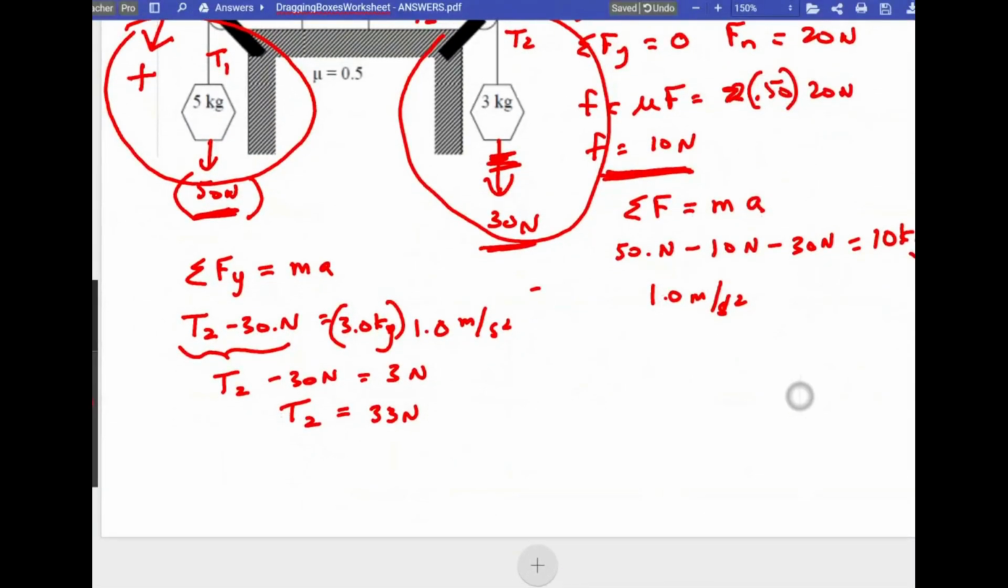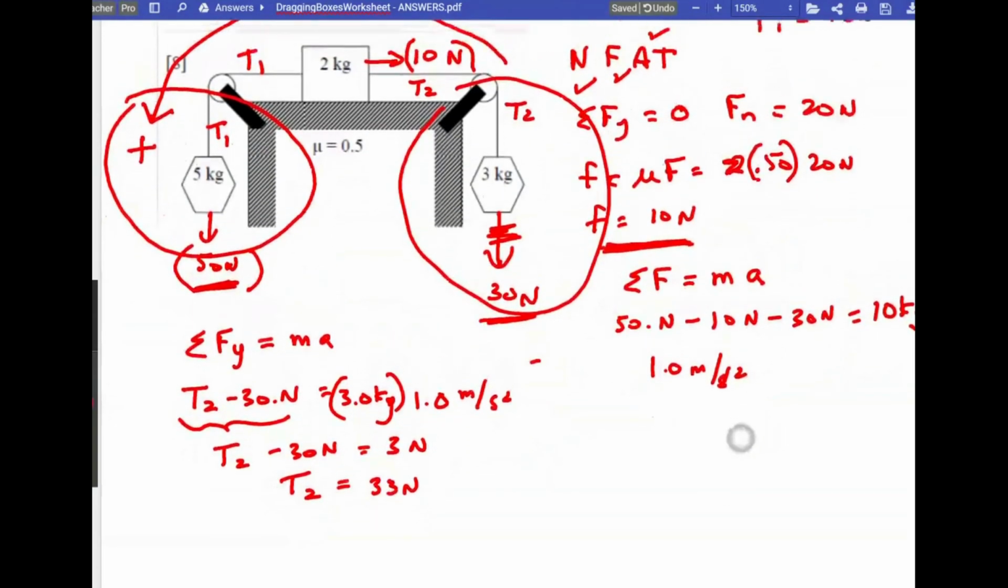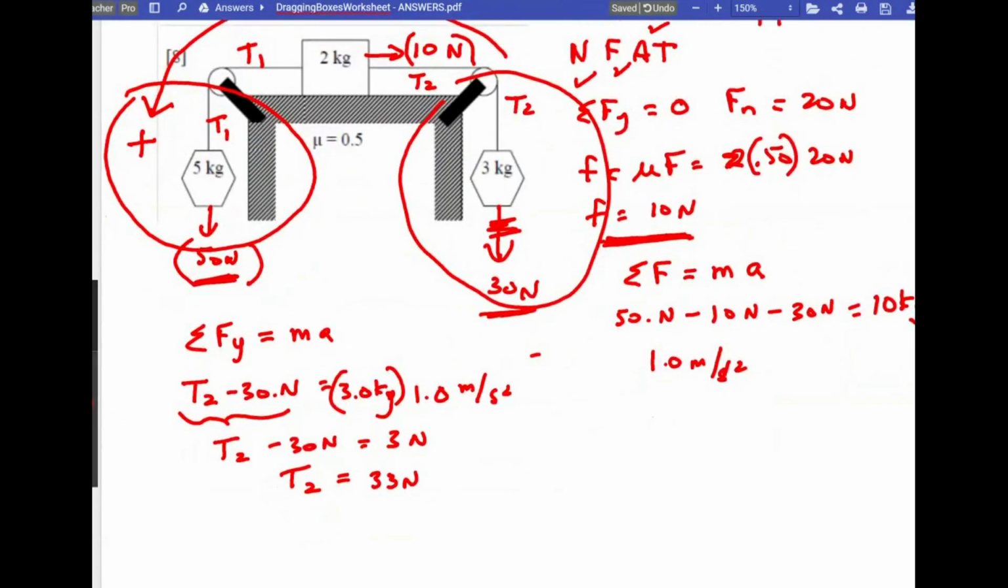And I think I erased everything. Yeah. T2 is, let's double check. T2 is up in the positive direction, 30 is down, 3 times 1. Good, looks good to me. I think I erased my answers, but I think that's correct. So now let's see if that makes sense. If the system is going in this direction, does that make sense? Yeah, it makes sense that T2 is greater than the weight force. The weight force is 30.